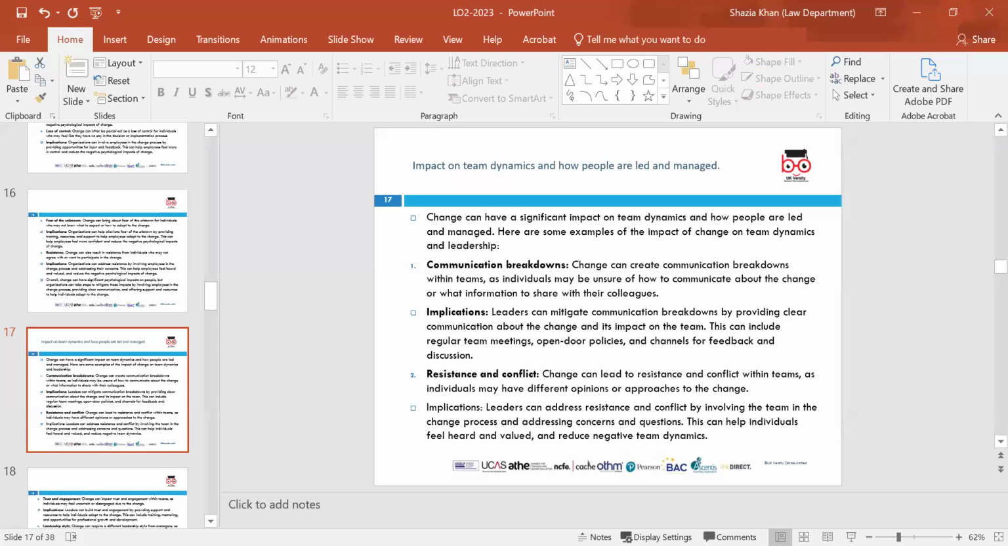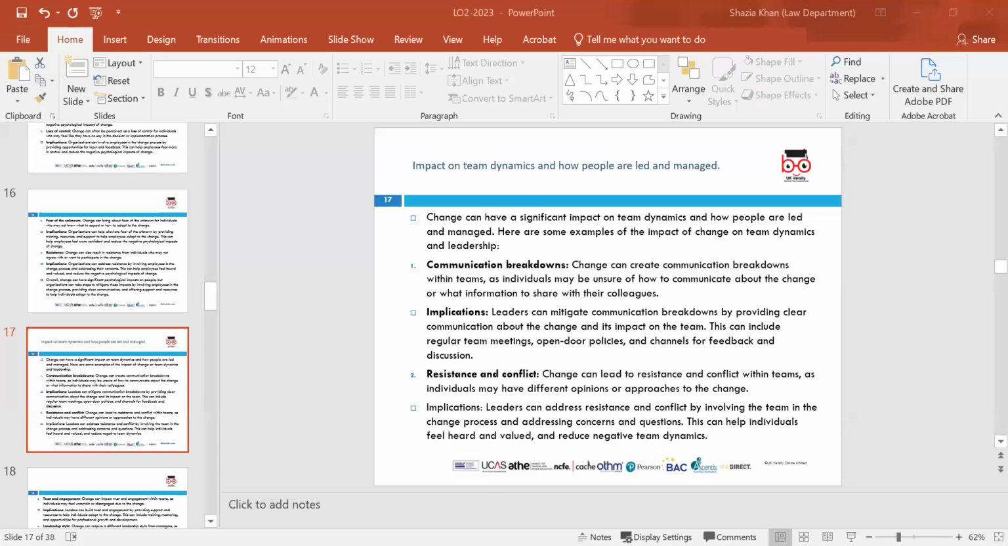Impact of team dynamics on how people are led and managed. So it's really important to have effective leadership, because that's the foundation of healthy team dynamics and company culture. Its core includes conflict management, resolution, adaptability, and having a good manager in place fosters a supportive environment where team members feel appreciated. So there are some examples of impact of change on team dynamics.